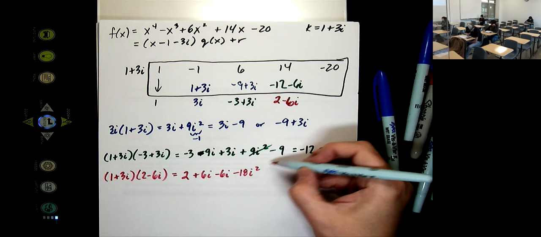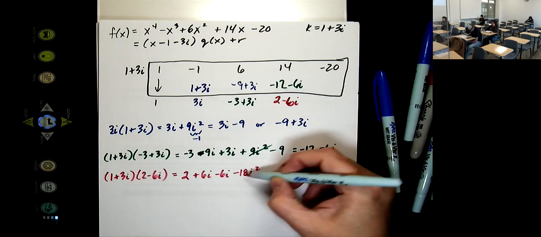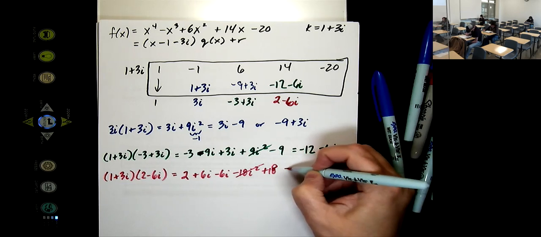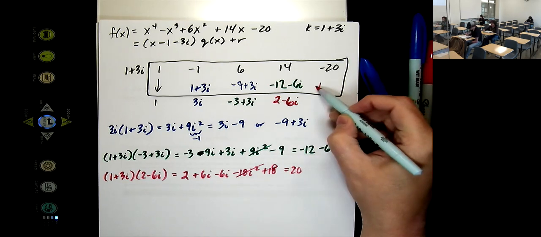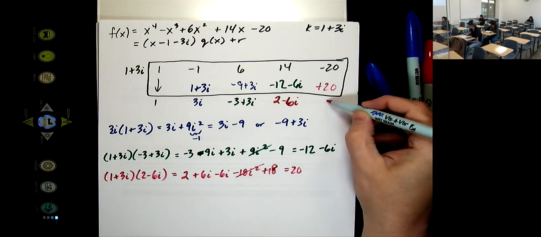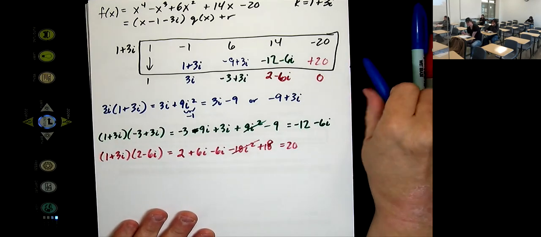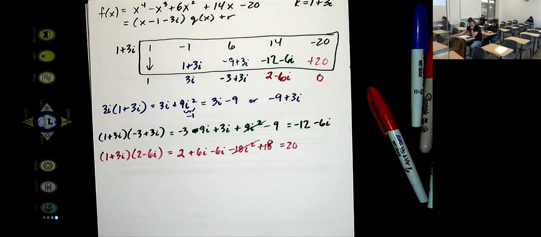And negative 18i squared is just plus 18. So this all adds up to 20. And so this is a root, or a 0, of f of x. You just can't graph it, not on the real number line. It doesn't mean anything when we start graphing. We'll graph crazy polynomials later.